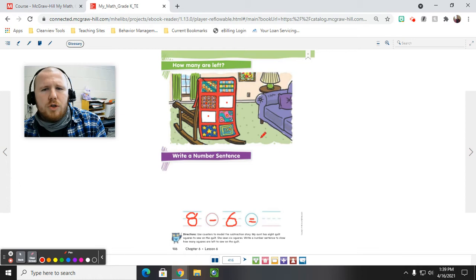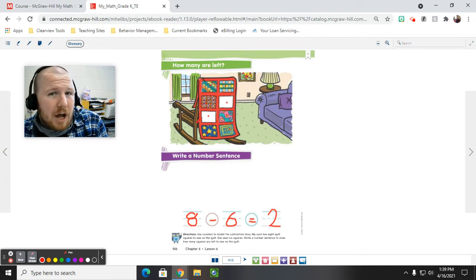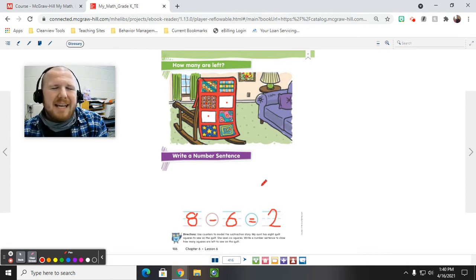1, 2. That is how many are left in the story. Now, you can use different strategies like the number lines or counting strategies to get to 2. But when we have pictures or illustrations to help us, we can use those as well. Now, you might be asking, what do you mean counting strategies?